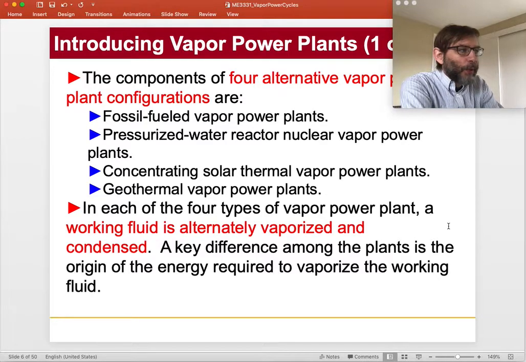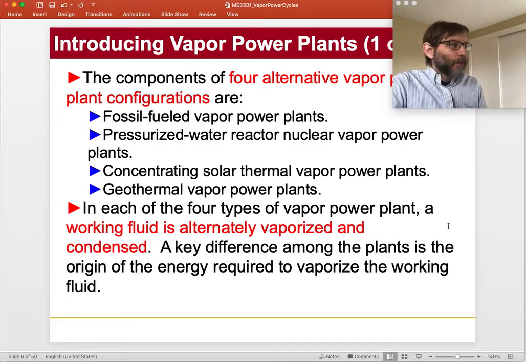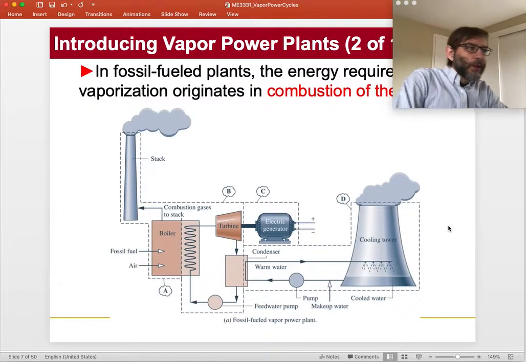Concentrating solar thermal power plants, so power plants that use solar concentrators, essentially big mirrors that focus on a small area and boil water or boil some sort of fluid that changes phase. Or geothermal vapor power plants, using hot water from the earth, or, if you live in Iceland, they have a lot of volcanic activity that you can tap. So there's all sorts of those types of systems. They all operate in a similar kind of power cycle, which we will learn about today.